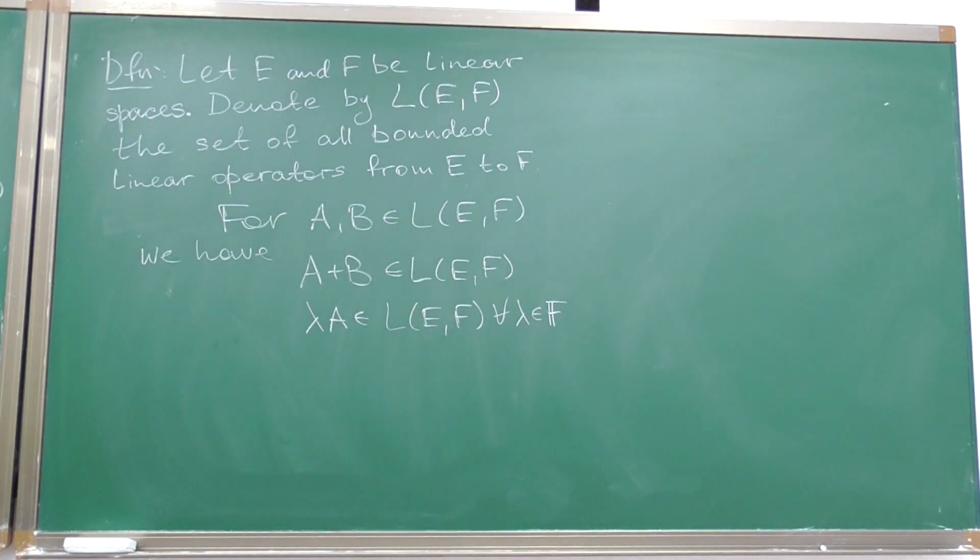But this tells us that this set, L(E, F), is not just a set, it's a linear space. This is nice to have a linear structure of this set. The question is, can we bring some analysis to this set? So can we define a metric? Can we define a norm? In the previous lecture, we have defined the norm of a linear operator.